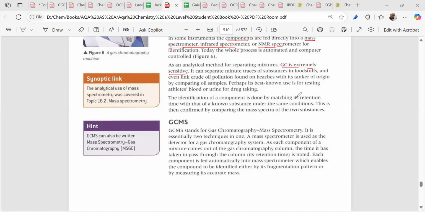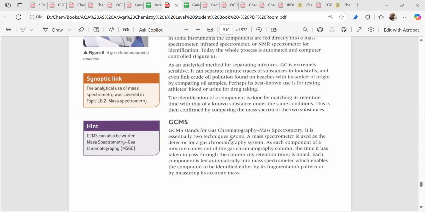Now, when you are specifically attaching a mass spectrometer with a GC, this is called GCMS, gas chromatography mass spectrometry. So in this GCMS, we are thinking what? When a gas liquid chromatography is attached with a mass spectrometer, right?